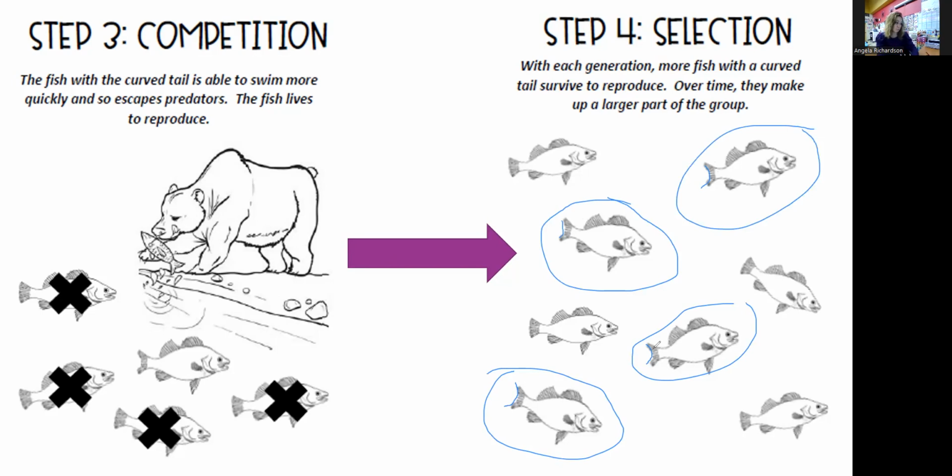So if it works well and these organisms survive longer because they're just a little bit faster and things like that, then we'll start to see all the fish having these curved tails, and the other ones that don't will slowly die out.